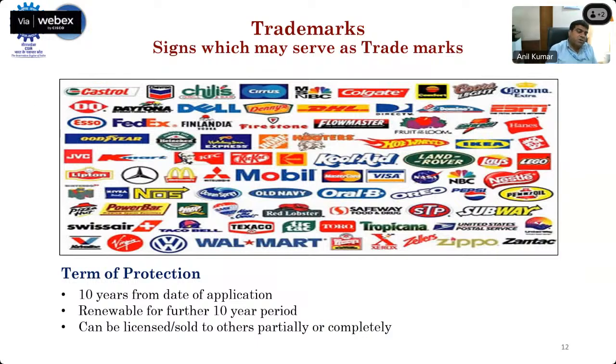And if we talk about the term of protection of trademarks, basically the initial registration is given for 10 years from the date of application, which can be renewed for an additional 10 years. So in case you want to use it, you can renew it after every 10 years. And when you are not interested or want to just drop it, you can stop renewing it. It will lapse. Okay. And it's a tradable asset. You can license it, or sell it to other parties partially or completely, to gain additional revenue.